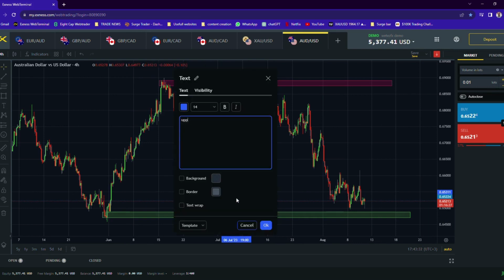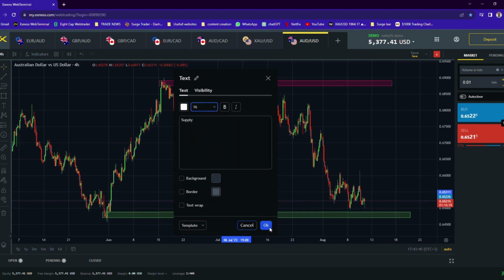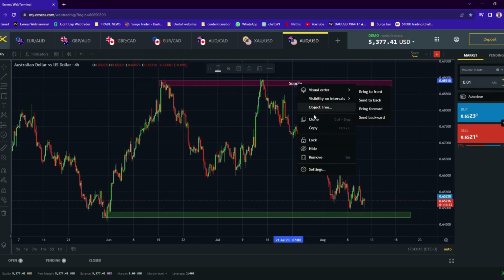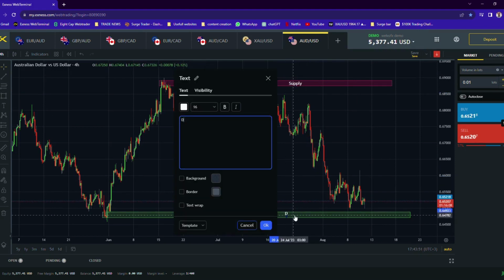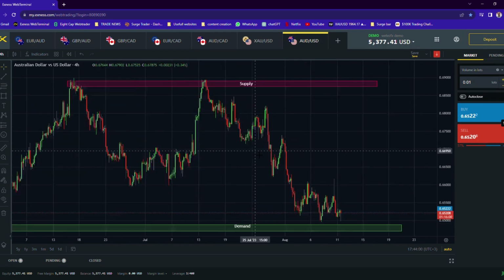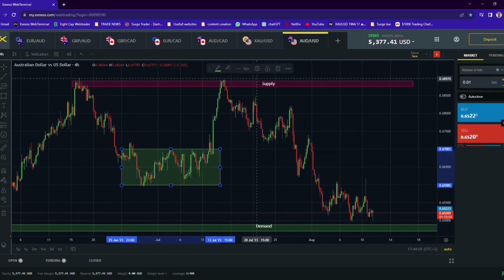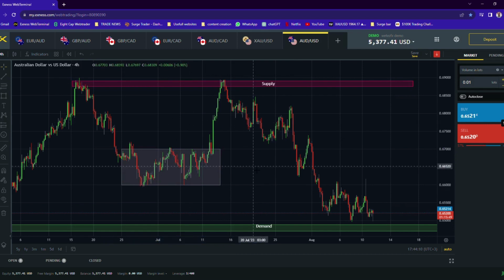So we are going to label supply, and we'll label this as demand. So this is the supply and this is the demand, and this is a 4-hour chart. Now we have a range right here. This is a range, and we'll label the range in color gray. So we have a range right there.